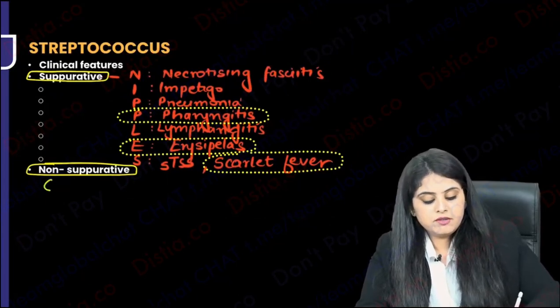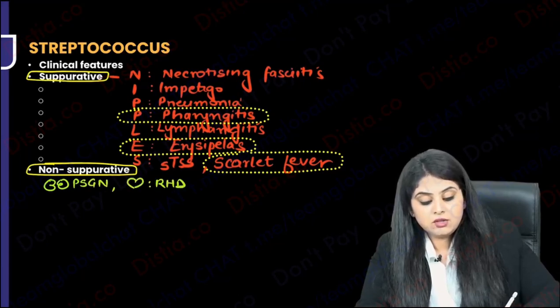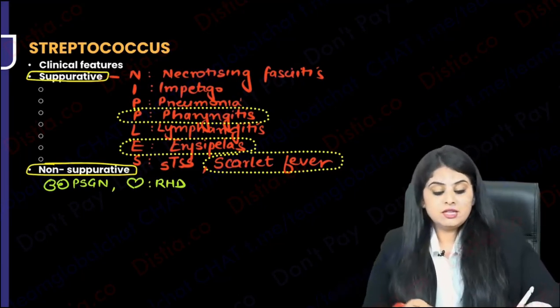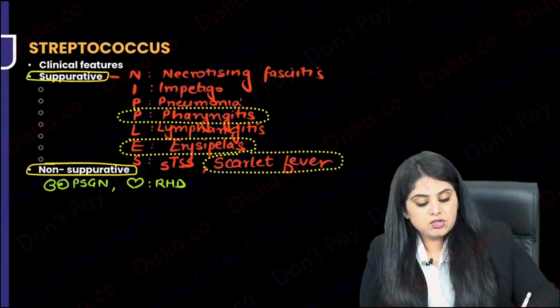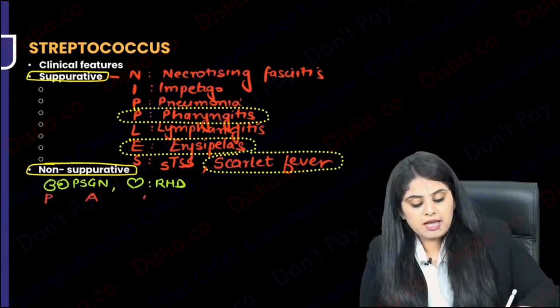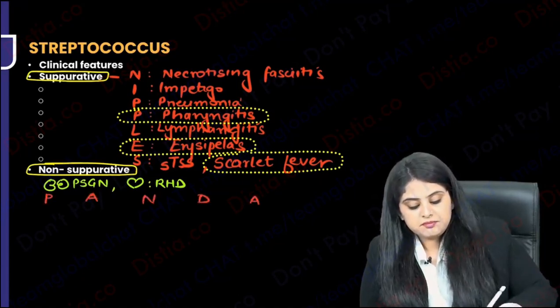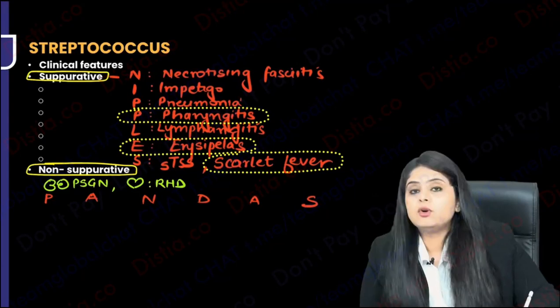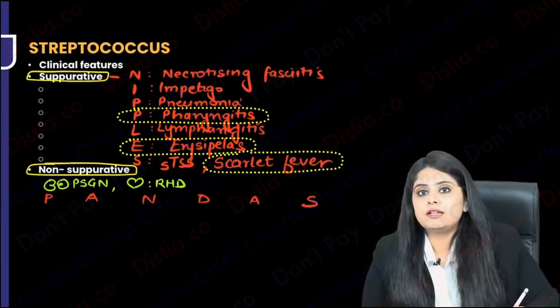What is a non-suppurative lesion? In the kidney we all know there is going to be PSGN. And in the heart we all know there is rheumatic heart disease. These are all caused by Streptococcus pyogenes. And please remember, there is also a condition under non-suppurative which is known as PANDAS. Now, what is PANDAS? PANDAS is actually a kind of neuropsychiatric problem.